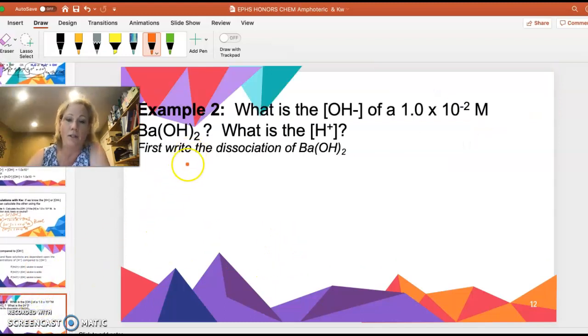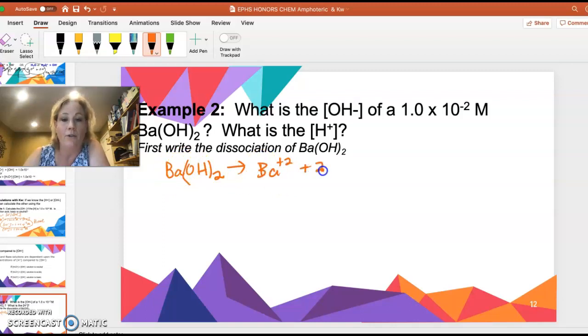One last type of question. This question is similar to the one we just did, but it has a little bit of a twist. They want to know the hydroxide ion, and I'm giving you the molarity of this solution of barium hydroxide, and then I also want to know the hydrogen ion concentration. So the trick here is that if you have something that's not in a 1-to-1 ratio, a base or an acid, you do want to dissociate it. So this would break into 1 barium and 2 hydroxides once it's let into water.